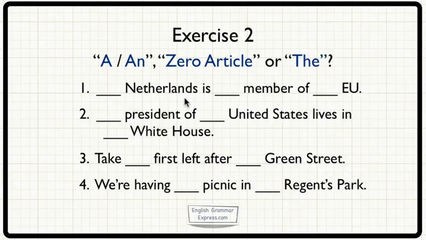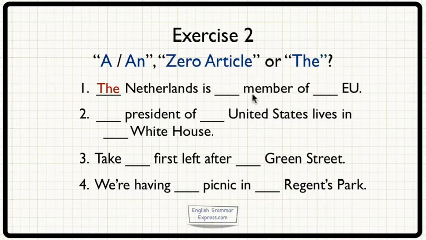Now, you'll remember that normally countries take zero article. However, this is one of those exceptions, and when we say Netherlands, we say the Netherlands. Next, we have the Netherlands is something member.